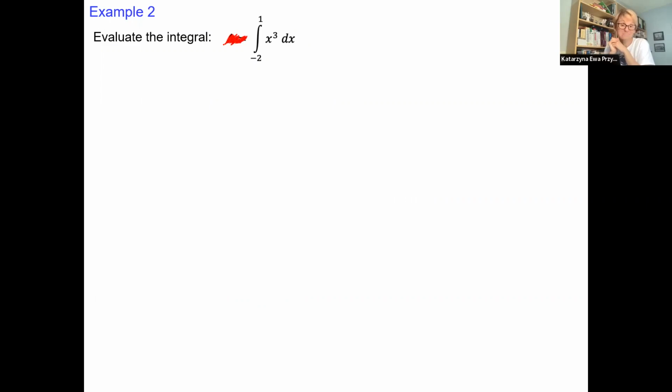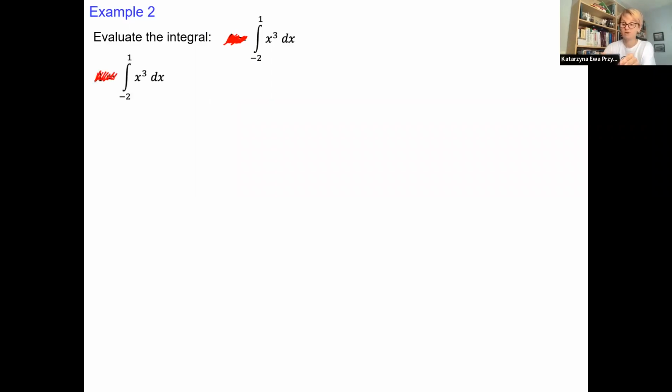Evaluate the integral from -2 to 1 of x cubed dx. Do you think the function x cubed has continuity? Is the function continuous between -2 and 1? Yes, it's a polynomial, a monomial actually. It's continuous everywhere, defined everywhere. We have no problem.